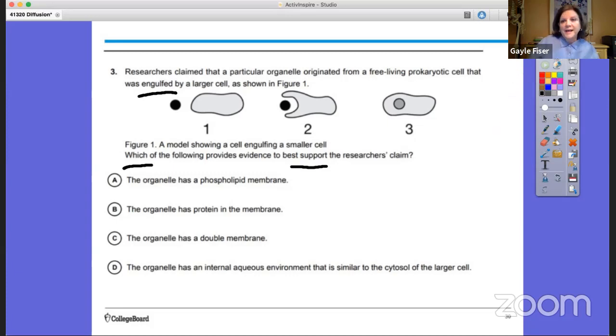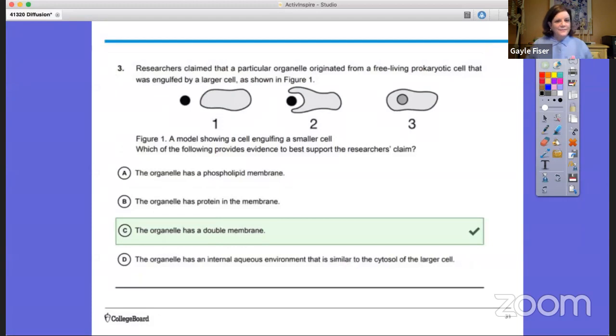And I hope you said C, right? That is the only one. While other answers can be right, this is the one that answers what they're asking, to support the researcher's claim. And then you have to say, what exactly did he claim? He claimed it was engulfed by a larger cell.